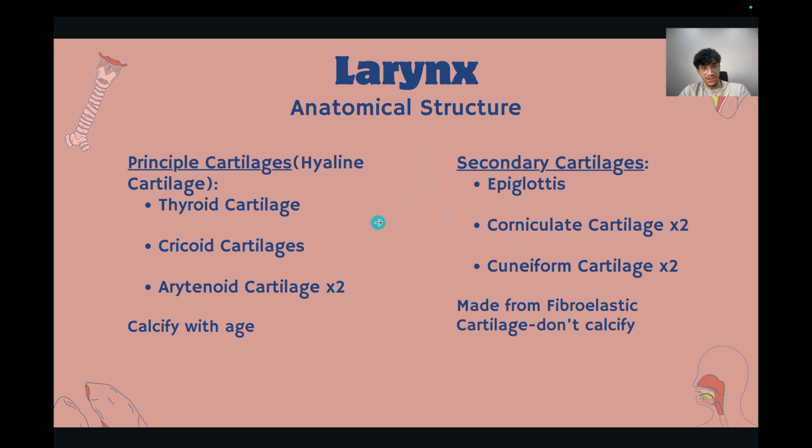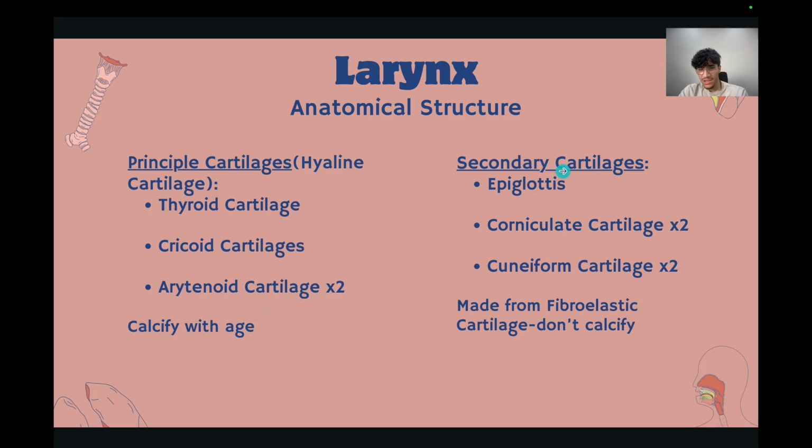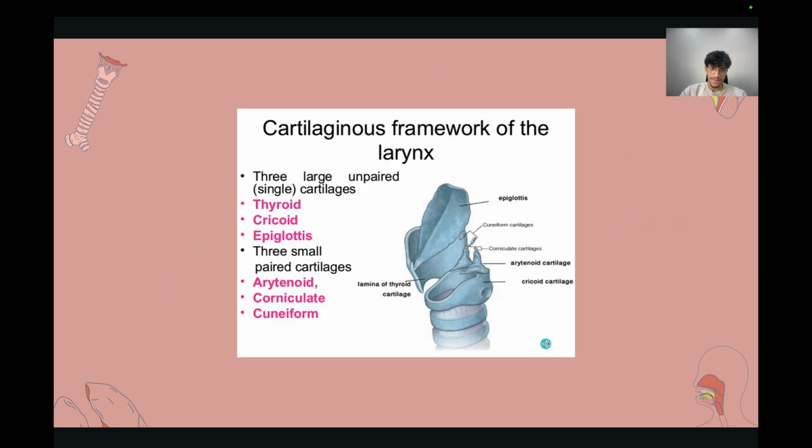Now onto the cartilages. We have the principal cartilages, which are made of hyaline cartilage. We have the thyroid cartilage, cricoid cartilage, and arytenoid cartilage. And these can calcify with age. Next, we have the secondary cartilages, which are made from fibroelastic cartilage. They're the epiglottis, corniculate cartilage, and cuneiform cartilage, and they don't calcify. Here you can see the thyroid, cricoid, and arytenoid cartilages, and the epiglottis, cuneiform, and corniculate.